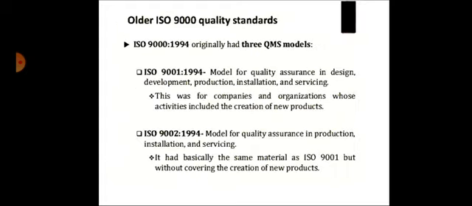Older ISO 9000 quality standards we discussed, like ISO 9000 released in 1994, originally had three quality management system models. Number one, ISO 9001 of 1994, model for quality assurance in design, development, production, installation and servicing. This was for companies and organizations whose activities include the creation of new products.